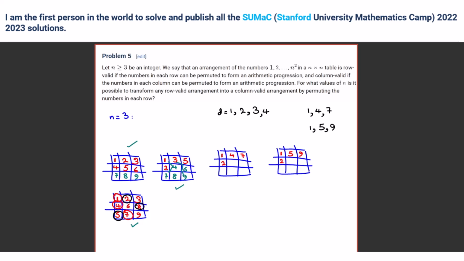Common difference 1 is not possible because then 2, 3, 4, right? Okay, so common difference can be what numbers? Only 3, right? 2, 5, 8. So 1, 2, 3 here, 4, 5, 6, 7, 8, 9. Okay, so again you can say like this 1, 4, 7. Oh, no. Cannot use this. 1, 2, 3, 4, 5, 6, 7, 8, 9. Columns are good, right? What about this one?